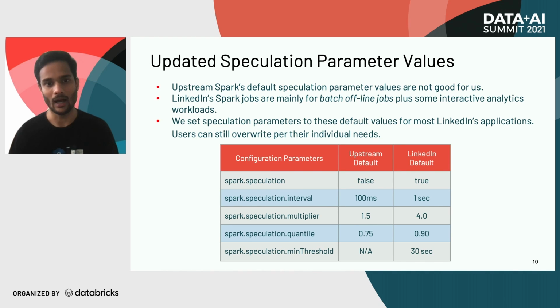So now that our min threshold is set to 30 seconds, we can also relax our Spark speculation interval to 1 second, as we are not speculating tasks that run for less than 30 seconds.